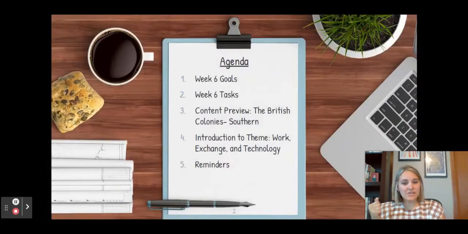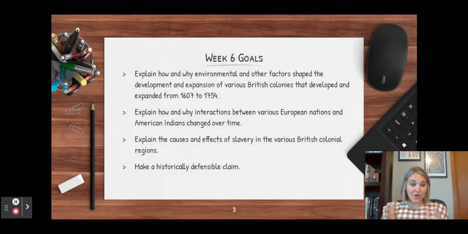We are going to go through the goals, the tasks, a little content preview, talk about the theme of the week, and give you your reminders. So this should feel a little bit like deja vu. This is going to be our third week looking at the same 3 objectives: environmental and other factors and the impact on British colonies, interactions with American Indians, and the causes and effects of slavery. So we are particularly looking at these 3 with the Southern colonies.